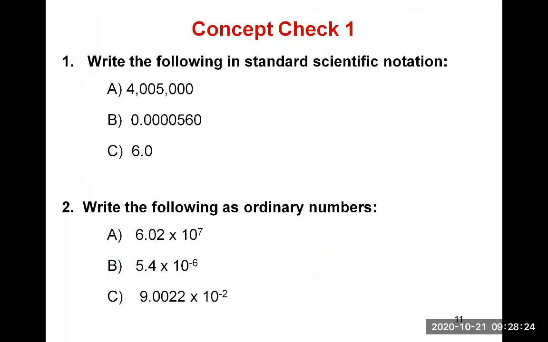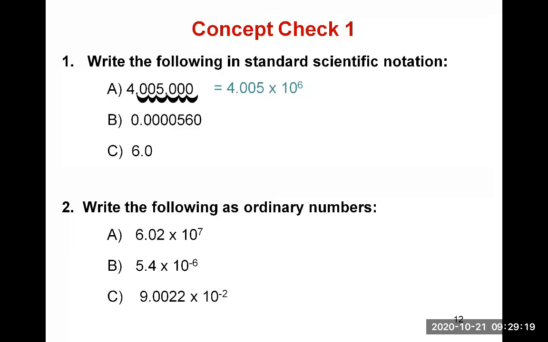So we have to write the first numbers there in standard scientific notation. So we have 4,005,000. The decimal point is to the right of the last zero, and so we will need to move the decimal point to the left to make it a number between 1 and 10. We'll need to move it 6 times until we have 4.005, and we will multiply by 10 to the 6. We moved 6 times, so we need to make it a power of 6, and it's a positive exponent because we started with a large number.